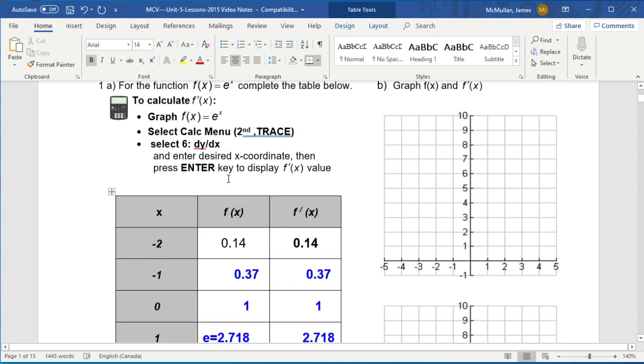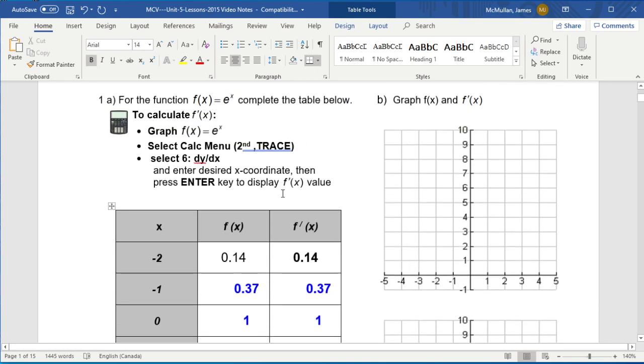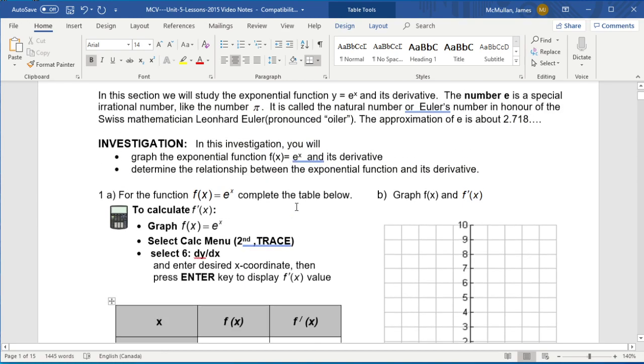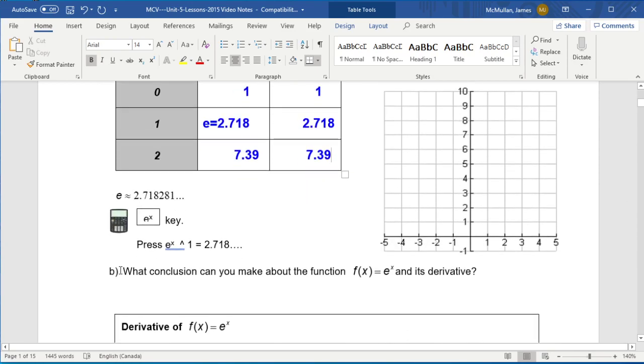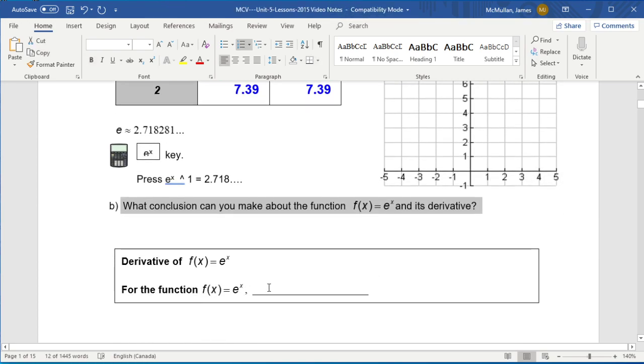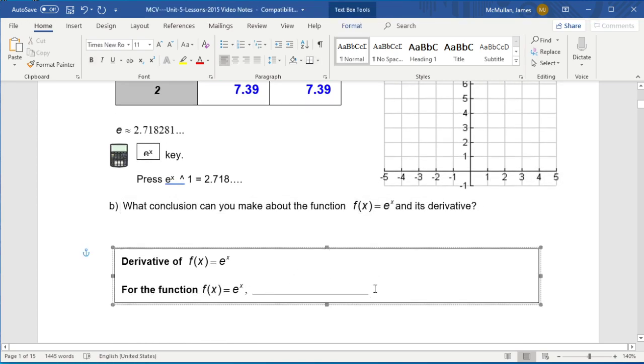Right? So this is a unique function. Its derivative is itself, and no other exponential function has that property. Right? What conclusion can you make about the function e to the x and its derivative? For the function f of x equals e to the x, we're going to write this really important property.